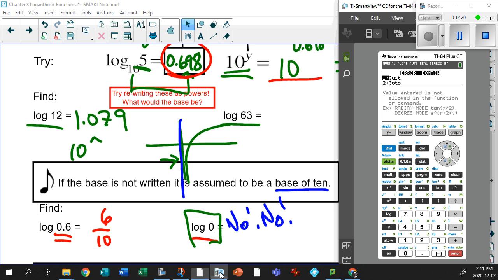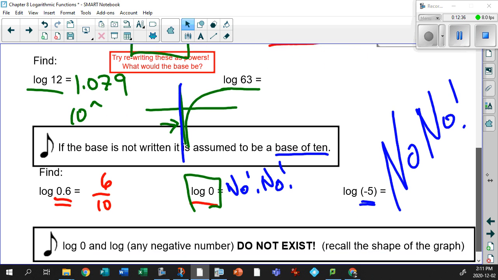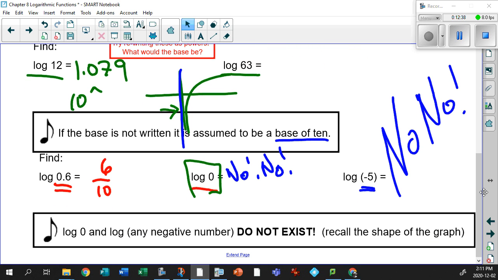Oh my goodness, let's see. Log of -5. Let's see if that works. Okay, so we're going to have to clear this. Let's go log of -5, and let's see what that works out to be. That also gives you non-real answers. So you can't have a log of a negative. Oh, that just goes and proves all the stuff that we did graphically. So log of 0 and log of any negative number does not exist. Remember, this shape of the graph is going to help you understand an awful lot of that calculator stuff we just did.